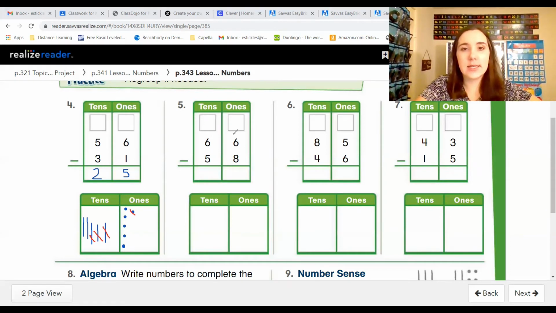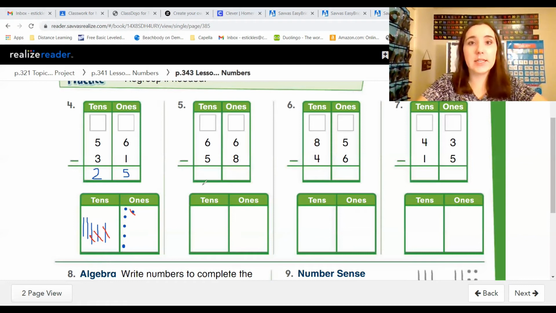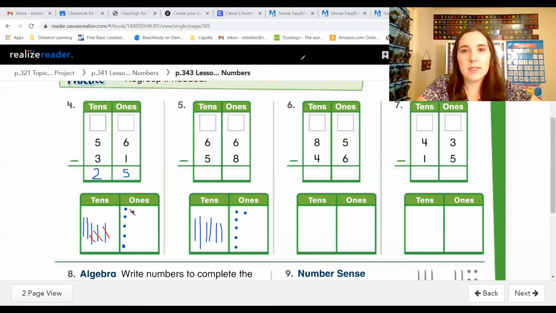Okay, in number 5, we're doing 66 minus 58. So I'm going to draw 66. 1, 2, 3, 4, 5, 6 tens, and then there are 6 ones. 1, 2, 3, 4, 5, 6. And then I'm going to see if I have enough to do my problem. I have 6 ones and I want to take away 8.